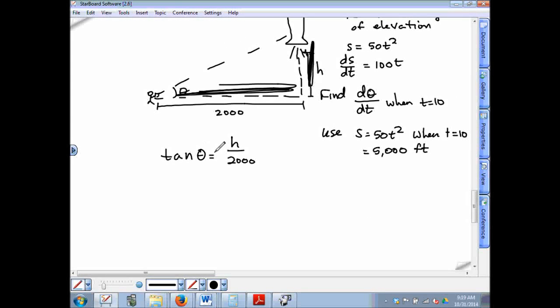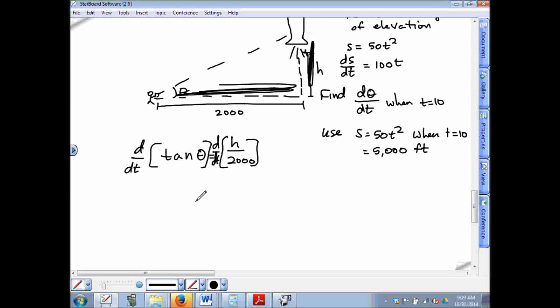Here's the equation, though, that relates the height of the rocket to the angle of elevation. So this is what we need to take the derivative of with respect to time. Because as time passes, the height changes and the angle of elevation changes, right? Yeah. So we're taking the derivative with respect to time, d dt, and over here the derivative with respect to time.